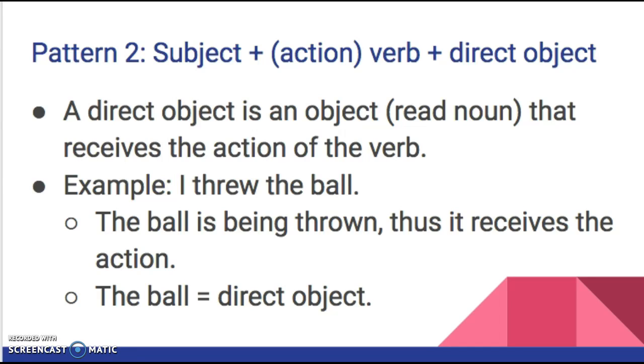For example, I threw the ball. The ball is what is being thrown, thus it is receiving the action. I'm the one throwing it. The ball is being thrown. It is literally receiving the throwing action. Therefore, the ball is the direct object.